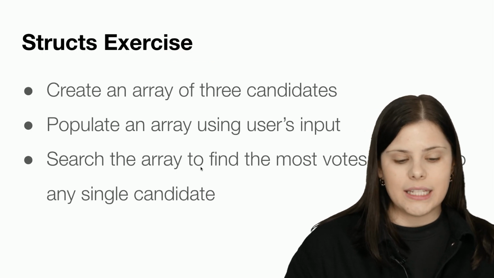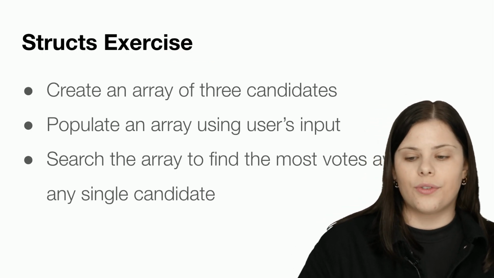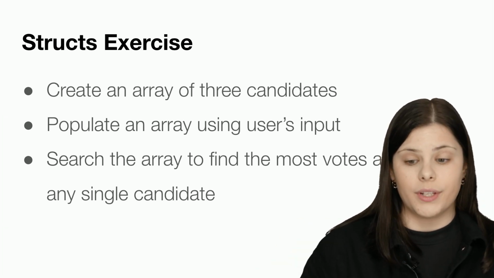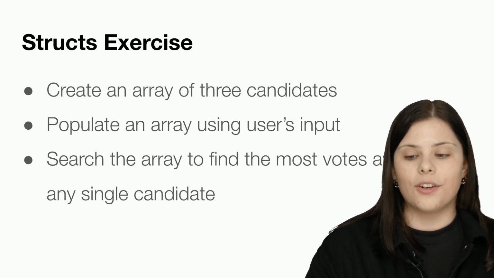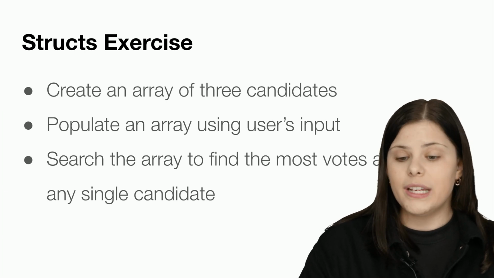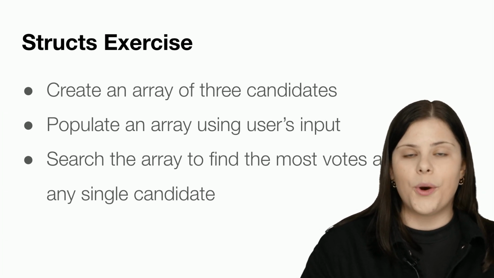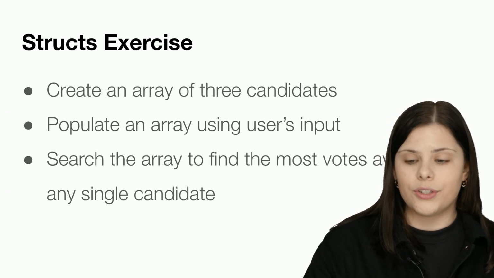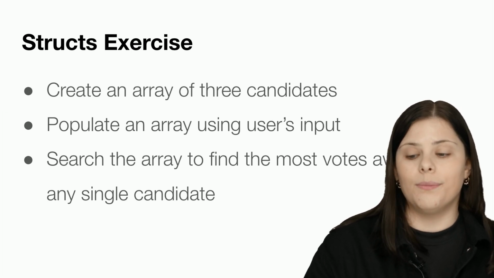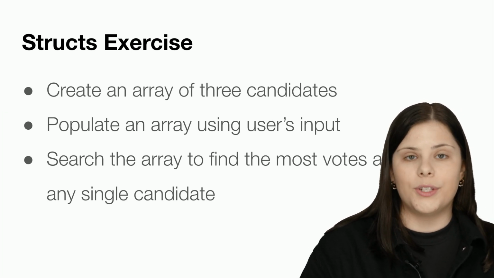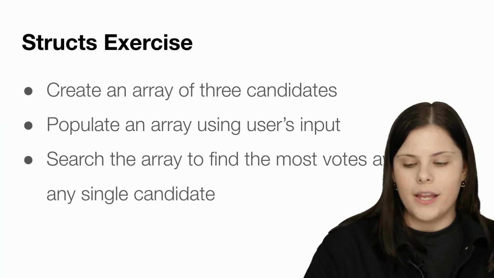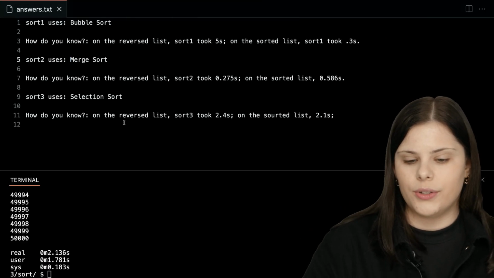So let's consider this. Our goal is to create an array of 3 candidates in a very similar way that we just did visually. We're going to populate an array using users' input, something that is familiar to us for a few weeks now. And then we're going to combine our searching algorithm to find the most votes awarded to any single candidate, and then print out that name. So let's move over to CS50x.dev.